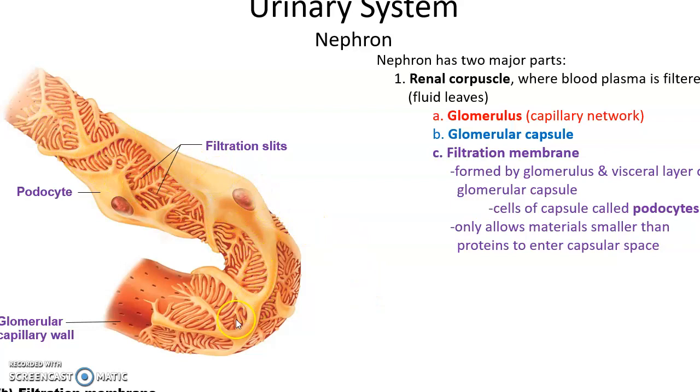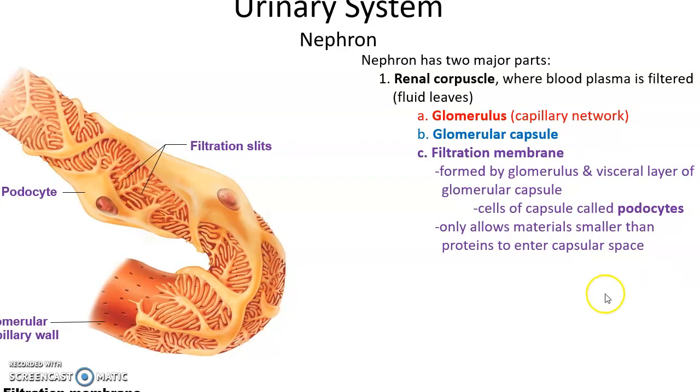Taking a close-up look at the glomerulus with the visceral layer of the glomerular capsule, you see that it has these very interesting-looking cells. These cells are called the podocytes. And the podocytes are the cells making up the visceral layer of the glomerular capsule. They are lying on the glomerulus, and as you can see, they interlock with each other, leaving only tiny slits, these filtration slits, where materials are allowed to pass through between the glomerulus and the visceral layer of the glomerular capsule.